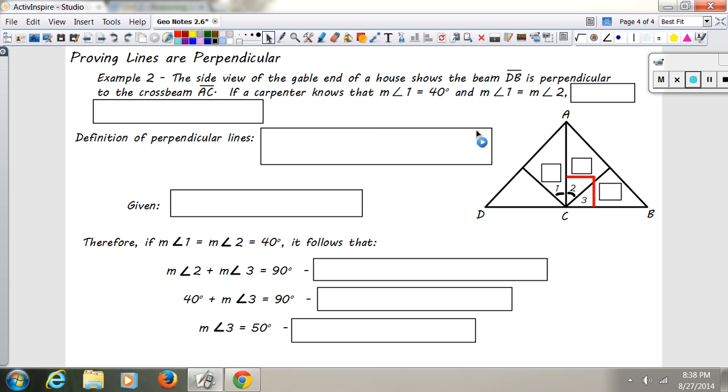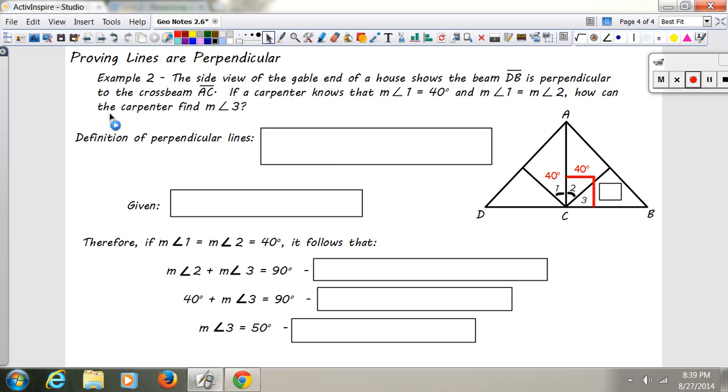Okay, let's see if we can prove that AC is perpendicular to DB here on the bottom. The side view of the gable of the house shows beam DB, here's the beam DB, is perpendicular to cross beam AC. If a carpenter knows that the measure of angle 1 is 40 degrees, that's what it's telling us in the problem, and the measure of angle 2 equals the measure of angle 1, so that's also 40 because it says angle 1 equals angle 2, so they're both 40s. How can the carpenter find the measure of angle 3?